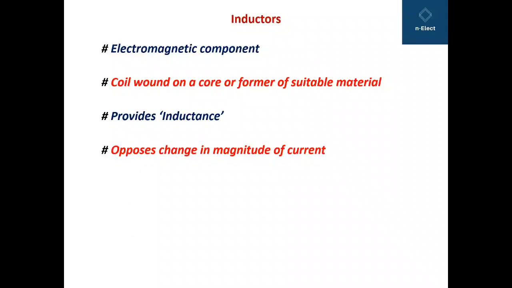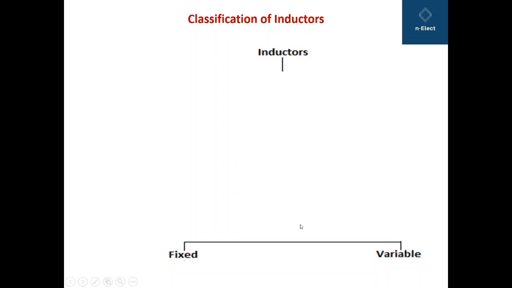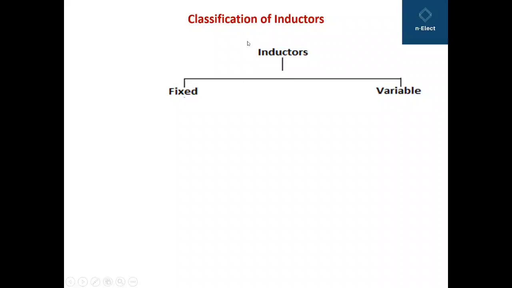It mainly opposes the change in magnitude of current, and its basic unit is Henry. It's also called a choke, reactor or coil. These are the synonyms.